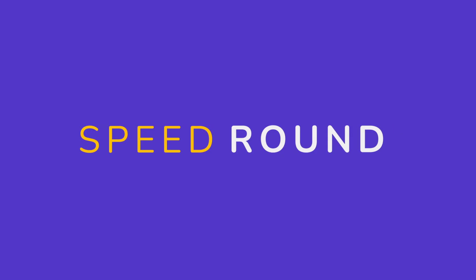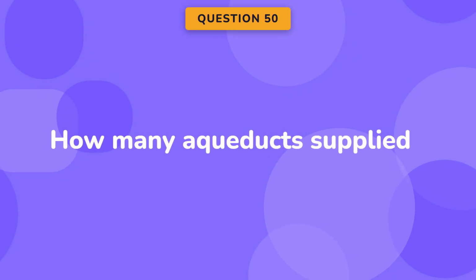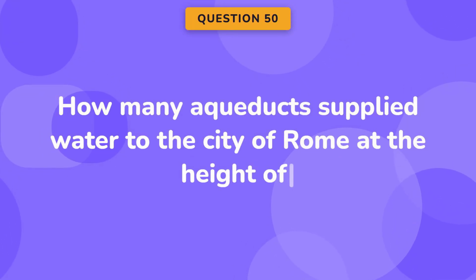And that's a wrap on the speed round. Tally up those points because every single one counts. We're heading back to regular play, so stay sharp. How many aqueducts supplied water to the city of Rome at the height of the empire?